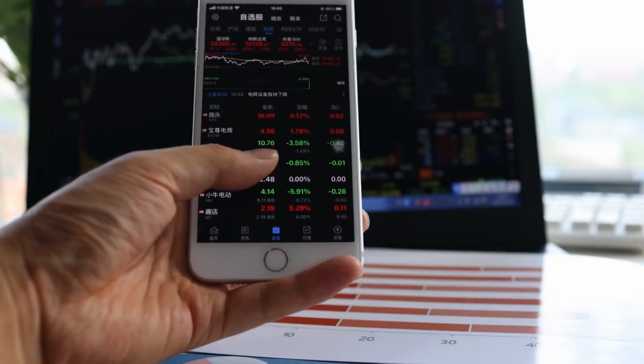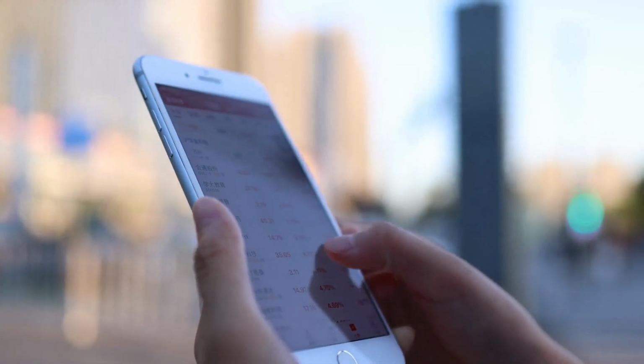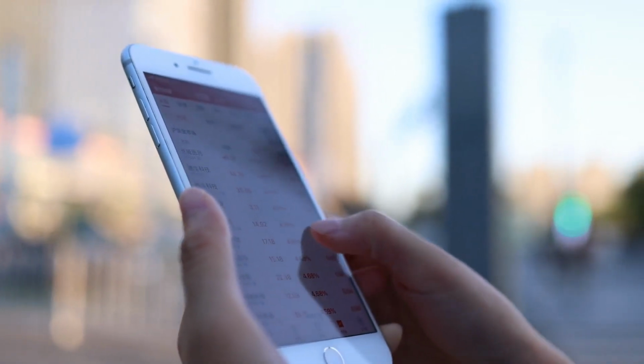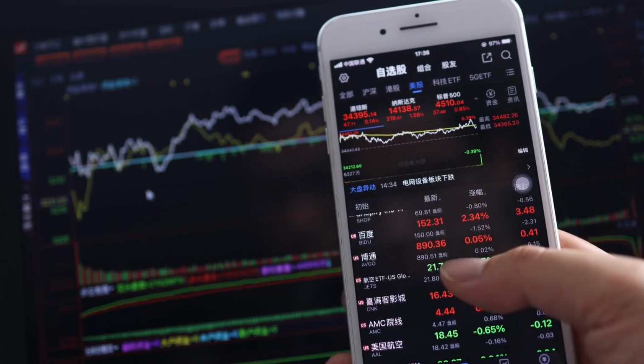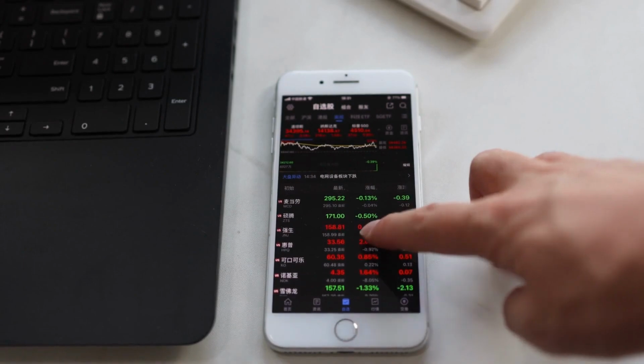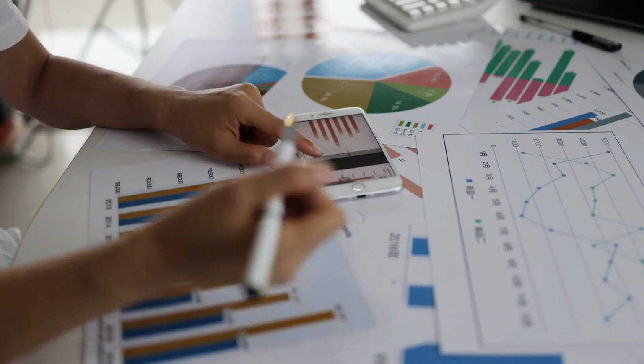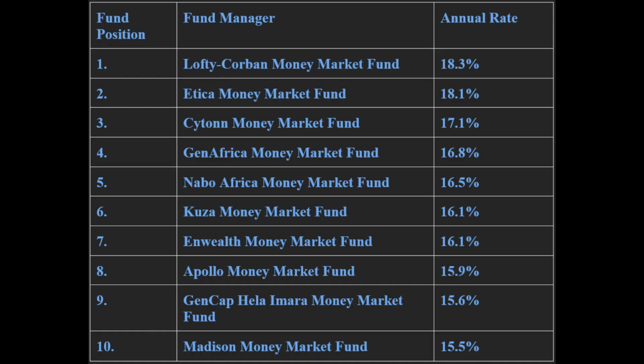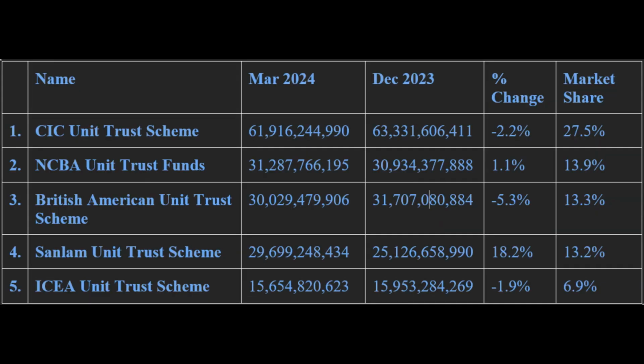4. Genafrica Money Market Fund, 16.8%. 5. Nabo Africa Money Market Fund, 16.5%. 6. Kuza Money Market Fund, 16.1%. 7. Enwealth Money Market Fund, 16.1%. 8. Apollo Money Market Fund, 15.9%. 9. GenCap, Hela Imara Money Market Fund, 15.6%. 10. Madison Money Market Fund, 15.5%.